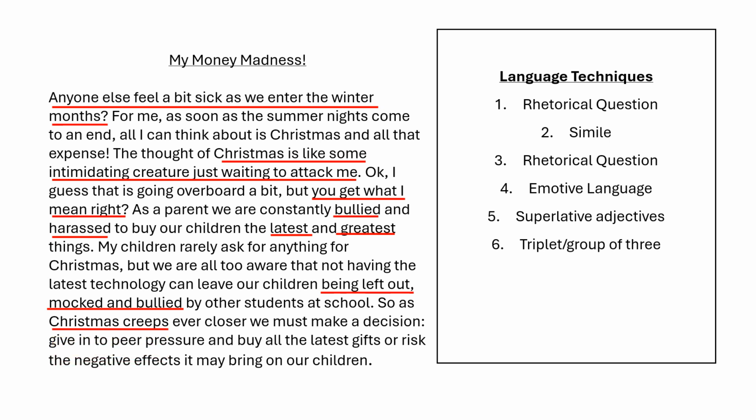Number 7, Christmas creeps, is alliteration. And then Christmas creeps ever closer is an example of personification. And then number 9, our last one, we've got this word must, which is a really good word to use in our writing if you're trying to have a commanding tone. And we have imperative or bossy verbs. Now if you're not too sure about what these mean, we're going to look at them a little bit closer in the next section, so do check it out.